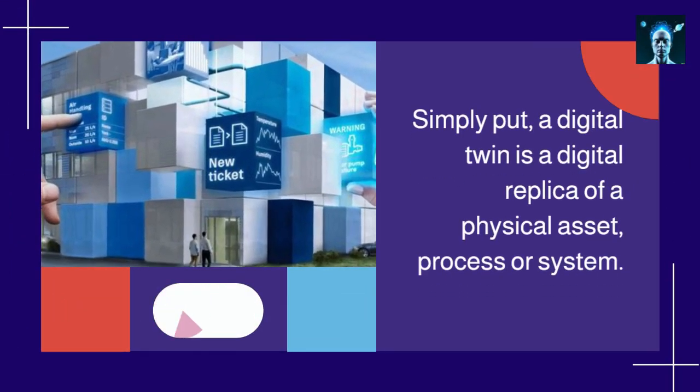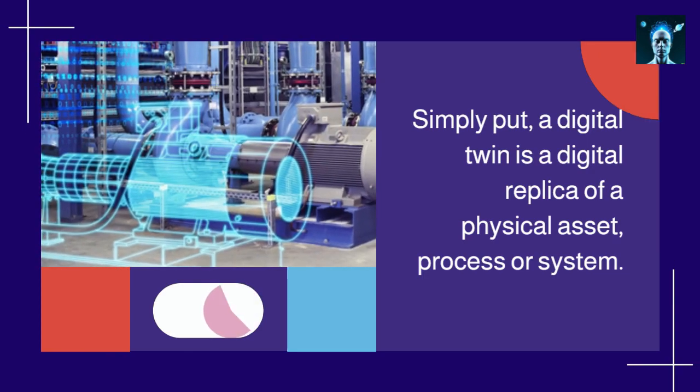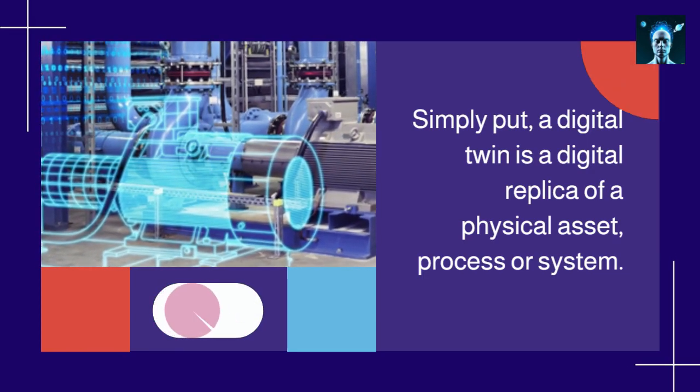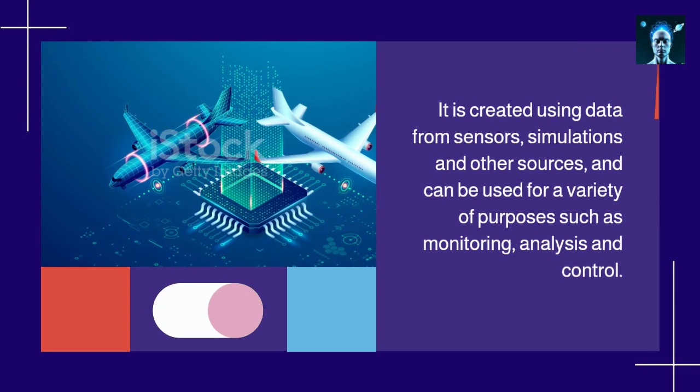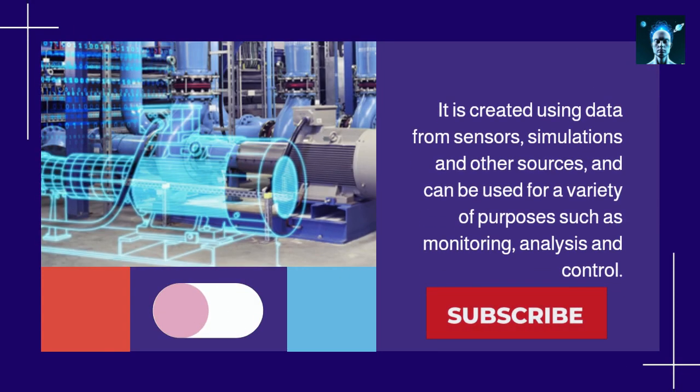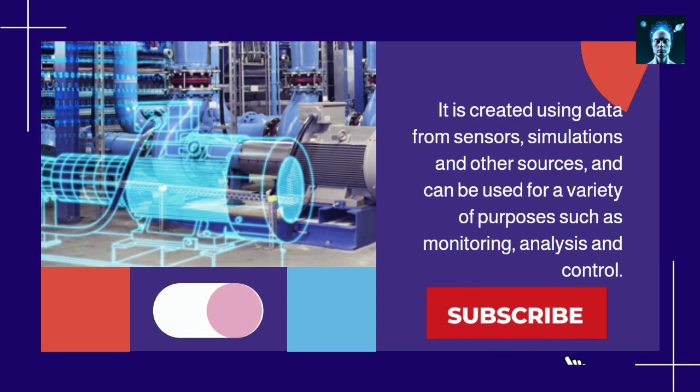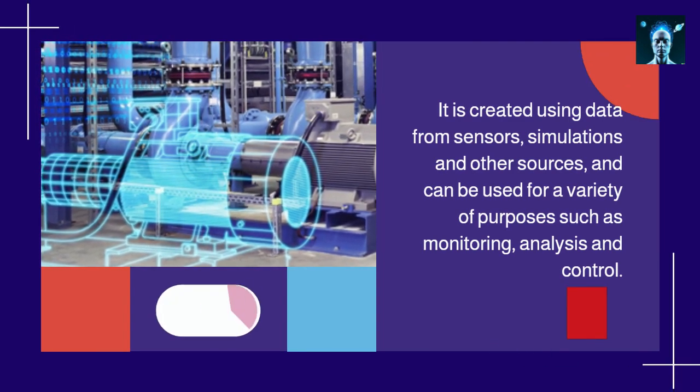Simply put, a digital twin is a digital replica of a physical asset, process or system. It is created using data from sensors, simulations and other sources, and can be used for a variety of purposes such as monitoring, analysis and control.